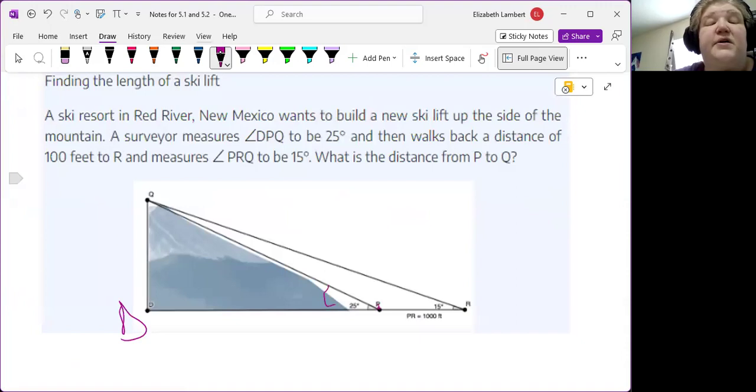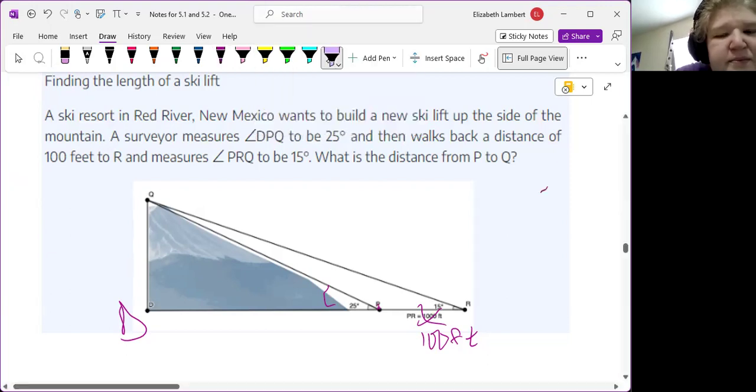So a surveyor is here, measures the angle to look at the top of the peak as 25 degrees, then measures 1,000 feet, and then walks back a distance of 100 feet. Lovely. The diagram does not match the problem. We will go with the 100. And now they measure the angle looking at the top of the mountain to only be 15 degrees. They want to know what is the distance from P to Q.